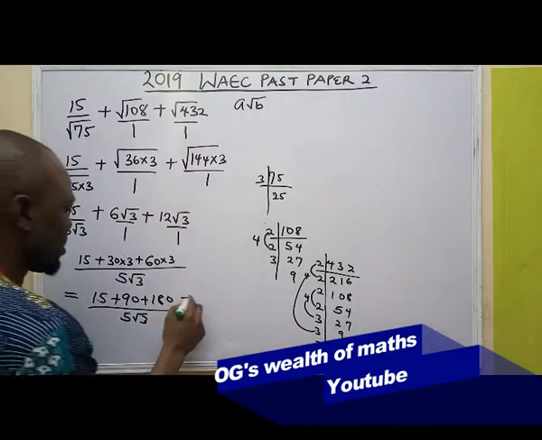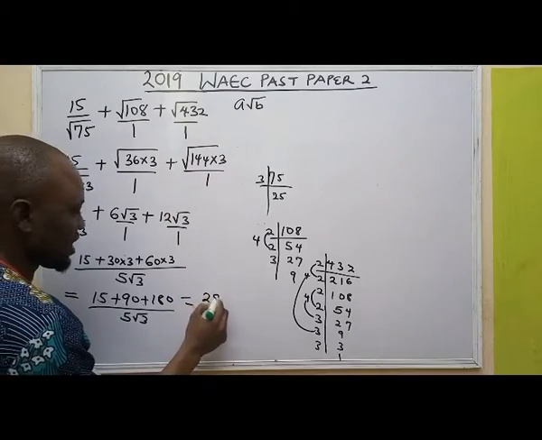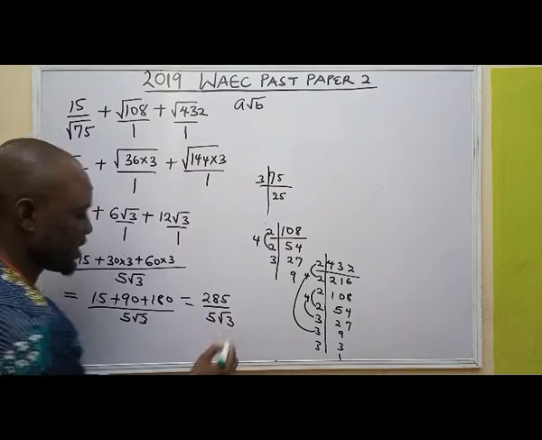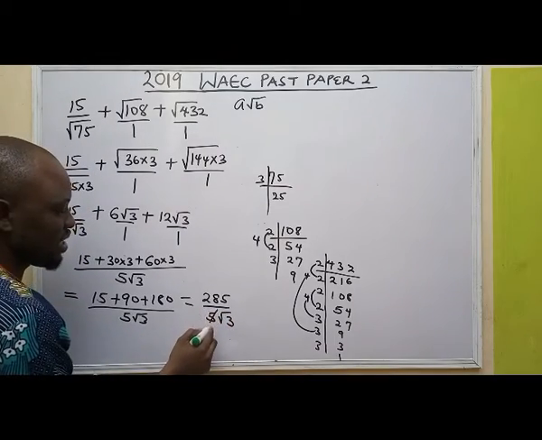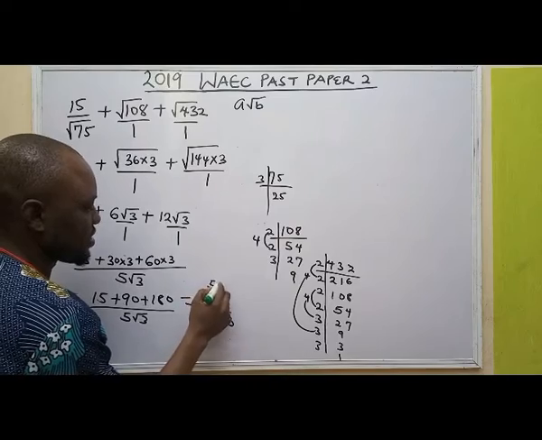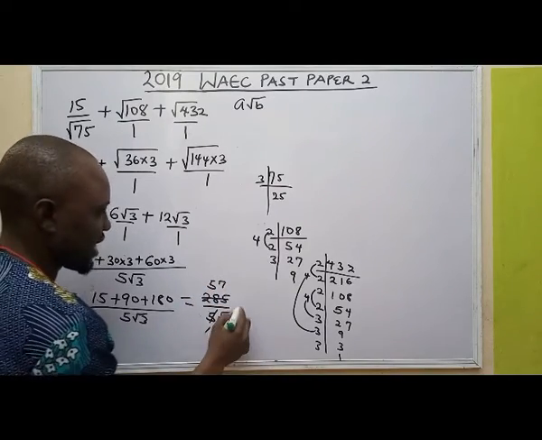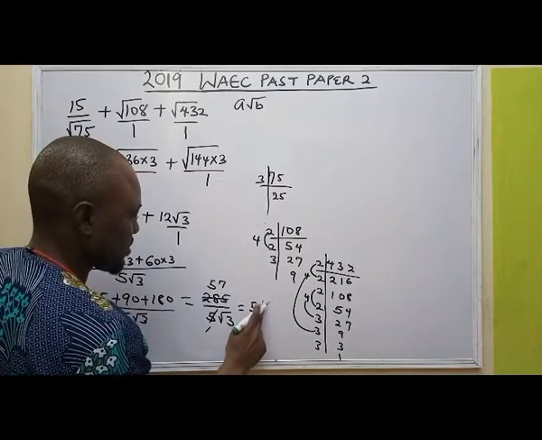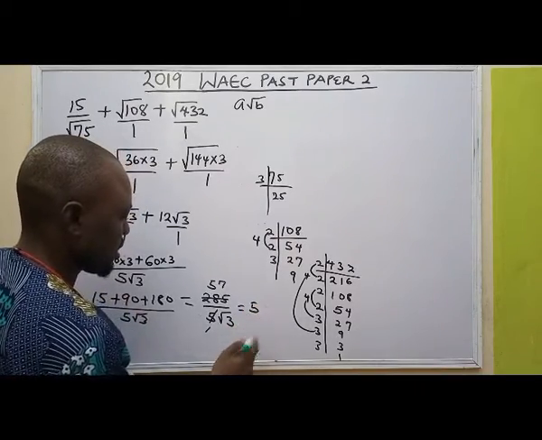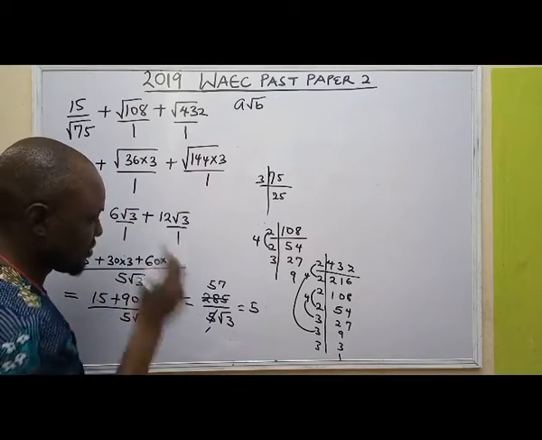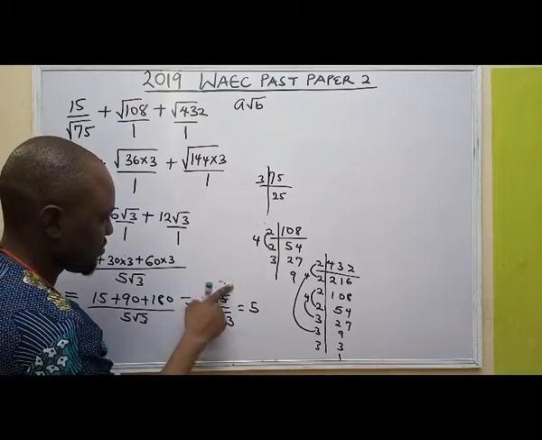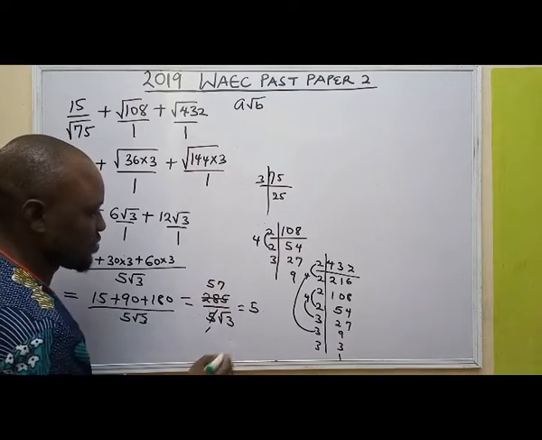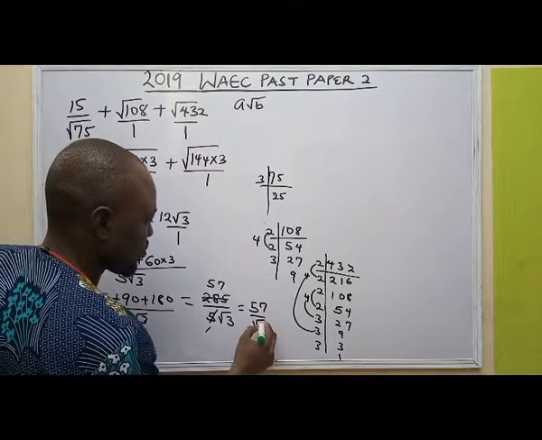If I add all of this, I'm going to get 285 divided by 5 root 3. Now, if I reduce this, 5 here 1, 5 here 57. So I have 57 over root 3.